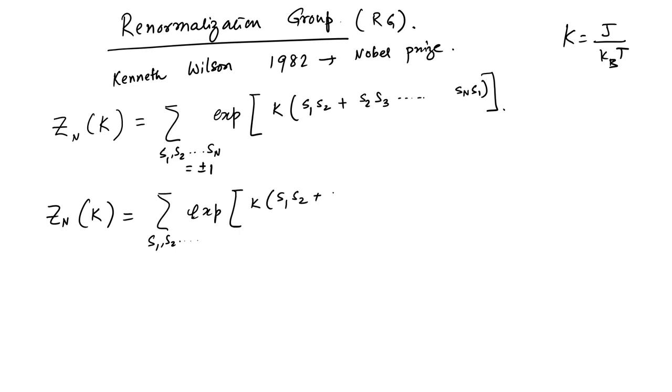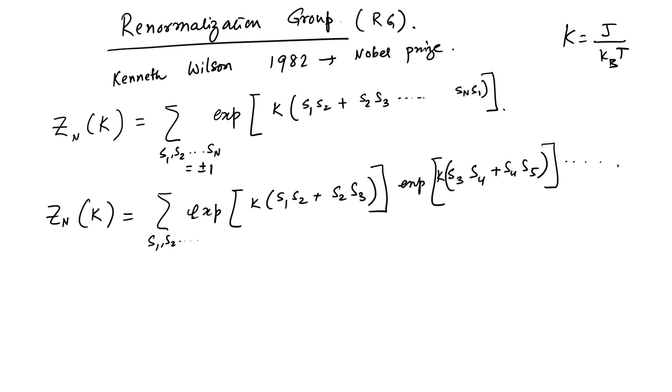S1, S2 plus S2, S3. Okay? So we take pairwise and then take the exponential, and S3, S4 K, S3, S4 plus S4, S5 and so on, and do it just pairwise, keep doing it. Okay? So now we can sum over these spins which have values plus minus 1.